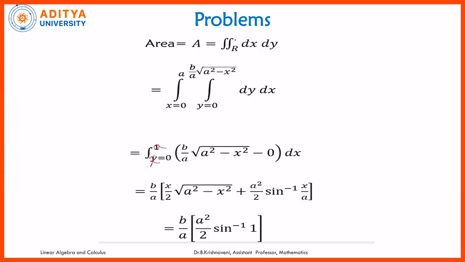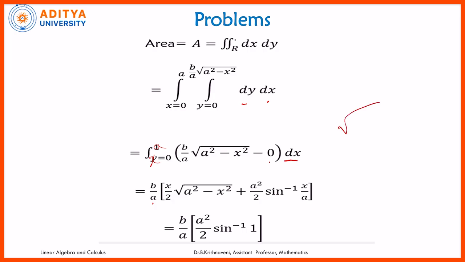So we know that area is equal to the double integral over R of dx dy. That is, x is equal to 0 to a, y is equal to 0 to b by a root of a square minus x square, dy dx. So now the integral of dy is y. Substituting the y limits, upper limit b by a root of a square minus x square, lower limit is 0. Now b by a you can take outside the integration.